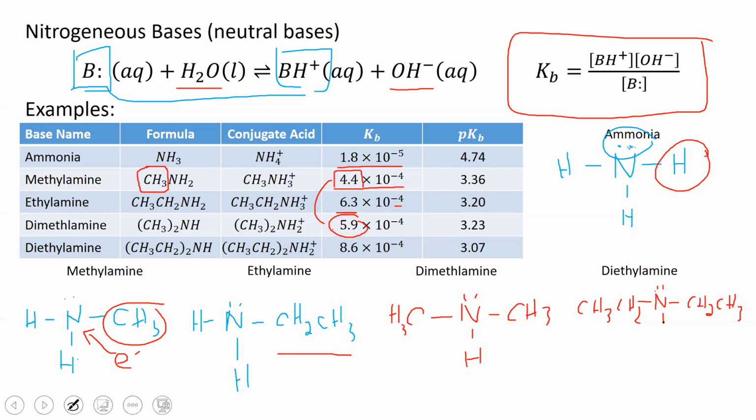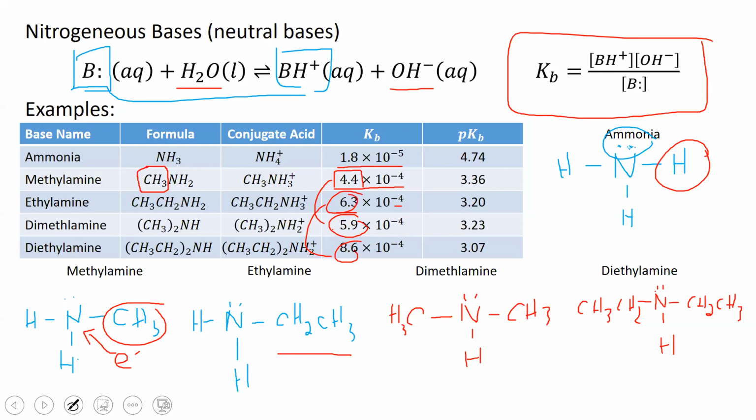So we've got our lone pair of electrons, a hydrogen. So as you can see here, even if you compare those two, the one with the more ethyl groups is going to have a larger Kb, smaller pKb, essentially be more basic, okay? So that's the trends for the nitrogenous bases that we'll encounter.